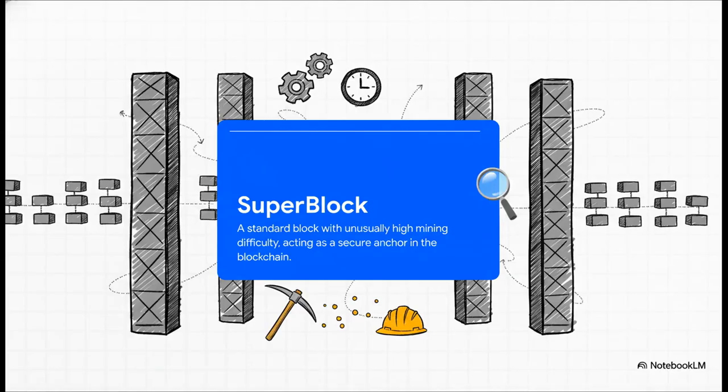Now, to get this next part, you need to know about something called a super block. These things are really cool. Every now and then, just by random chance, a miner finds a block that is way, way harder to solve than the network required. These are super blocks, and they're like massive concrete pillars in the history of the chain. They prove a huge amount of work was done right at that point.